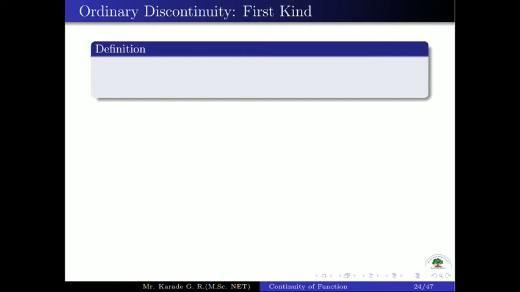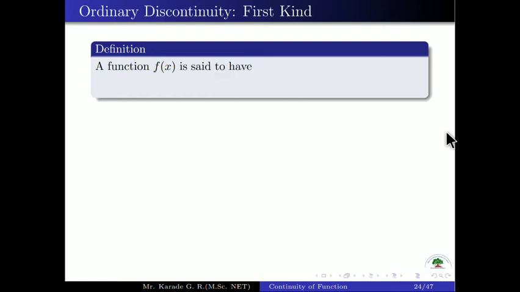In this lecture we discuss ordinary discontinuity, or we can say a discontinuous function of the first type, or first kind of discontinuity of a function. So first of all we define what is meant by an ordinary discontinuous function, or which function has ordinary discontinuity. Let us write the definition of an ordinary discontinuous function.